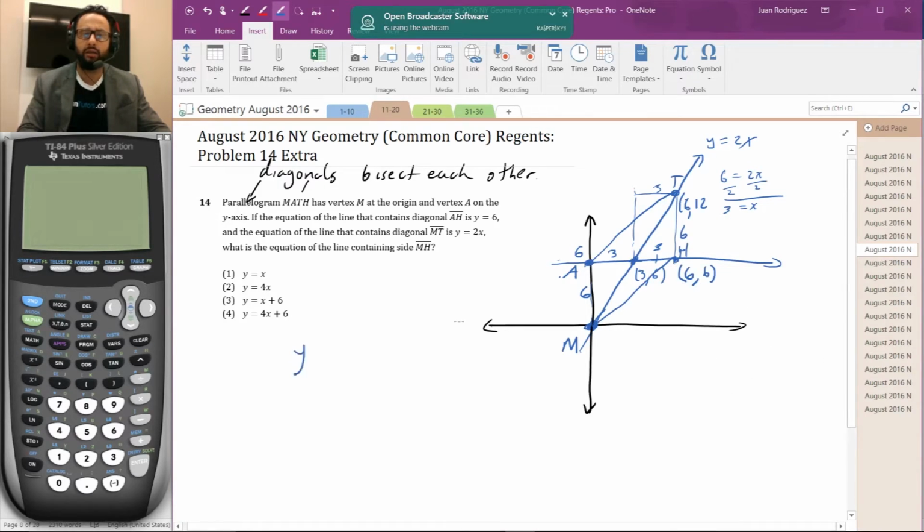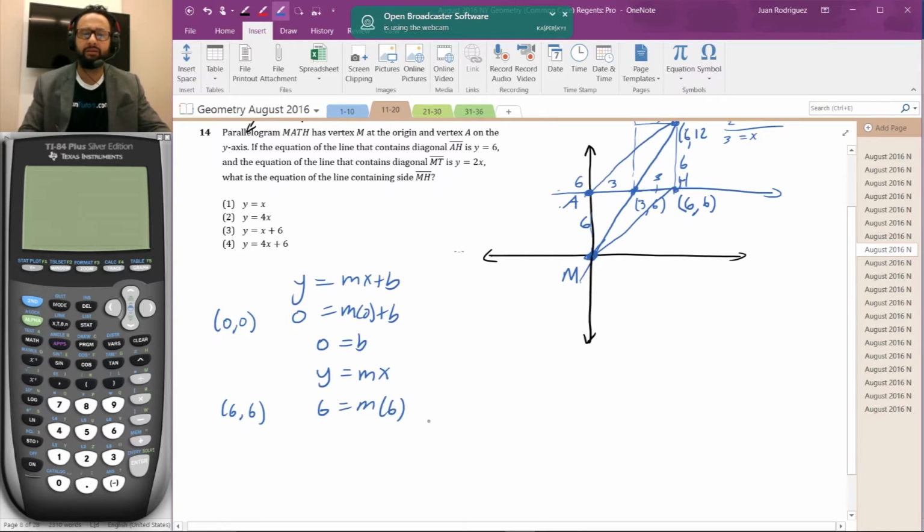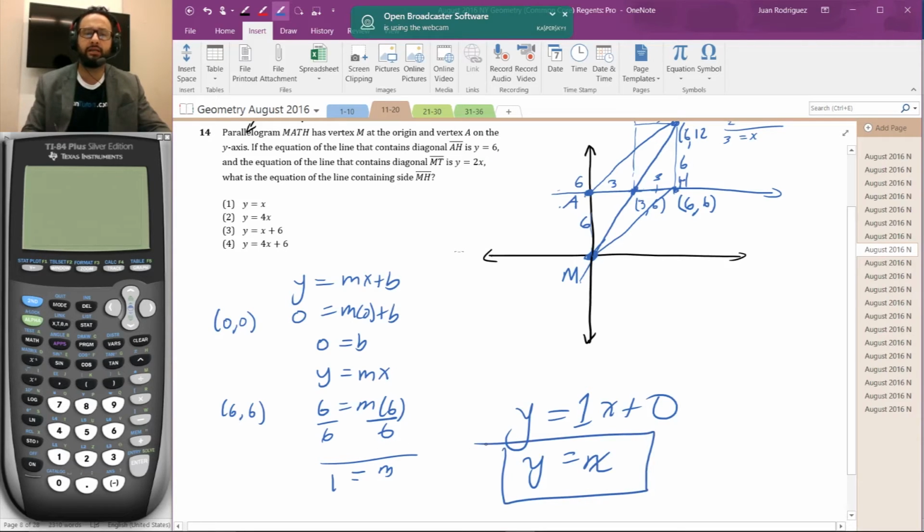So y equals mx plus b. Plug in 0, 0 for the origin. I get 0 equals m times 0 plus b. So b equals 0. So y equals mx. Plug in the point 6, 6. And I get 6 equals m times 6. I divide by 6, and I get m equals 1. So I get y equals 1x plus 0, y equals x. That's our answer. That's the line containing side MH.